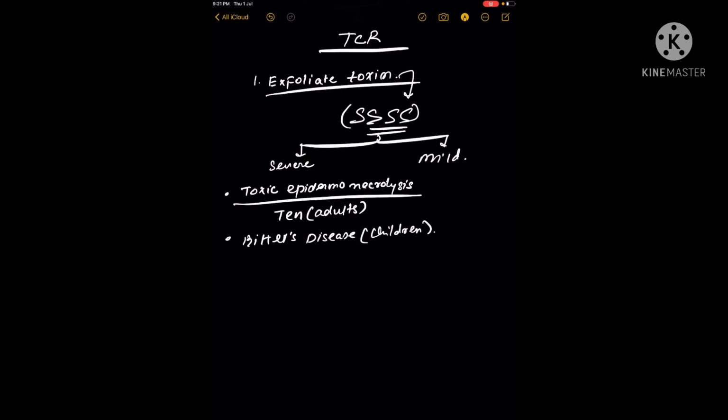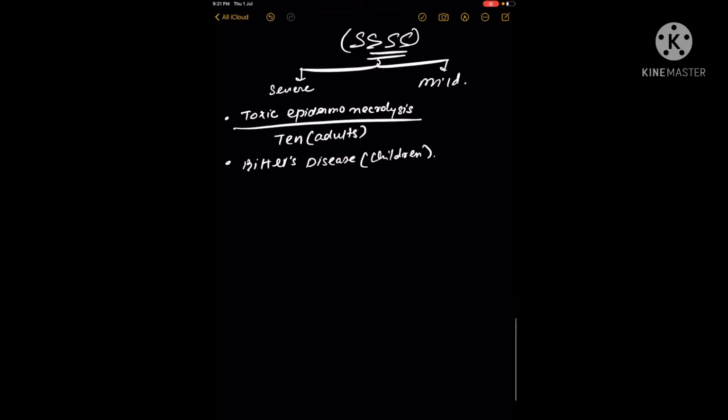In scalded skin syndrome, the skin is peeled and the underlying red area is exposed. We confirm it with the Nikolsky sign. What is the Nikolsky sign? The Nikolsky sign means when you rub the skin, the top layers of skin are eroded. Okay, so severe is done.